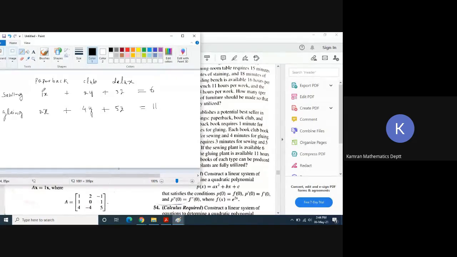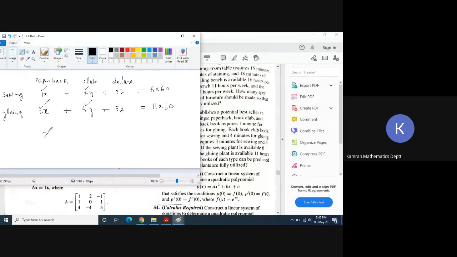If you see, this time is given in minutes, and this time is given in hours. So we have to balance them. In order to balance them, convert these hours to minutes by multiplying with 60, because in 1 hour there are 60 minutes.